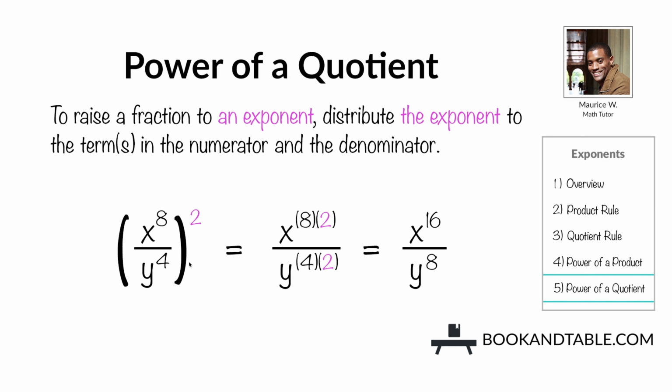Let's take a look with a few numbers installed. So x to a power of 8 squared would be x to a power of 8 times 2. 8 times 2 is 16. Y to the 4th is in the denominator. We multiply this exponent of 4 times 2, just like we did in the numerator. So that gives us y to a power of 4 times 2, which is equal to y to a power of 8. So this is how you would utilize the power of a quotient rule. Distribute this exponent to all of the exponents inside the parentheses, both in the numerator and the denominator.